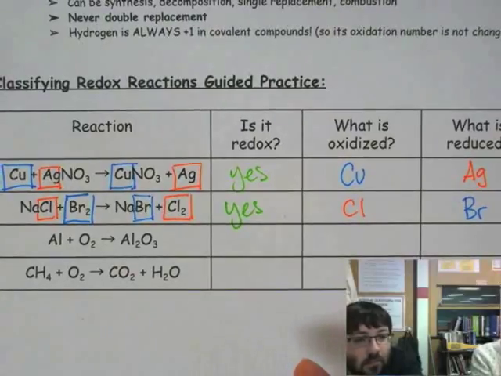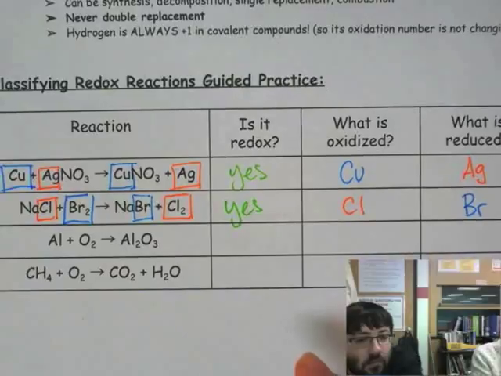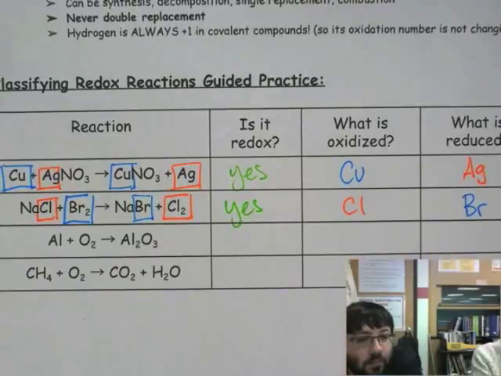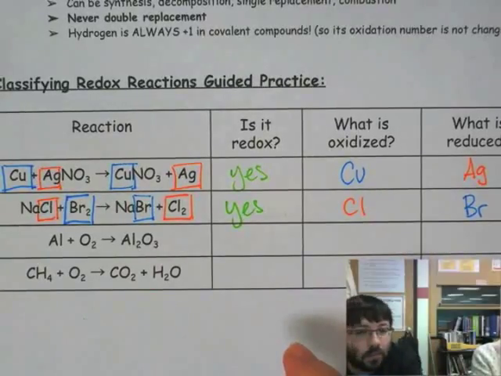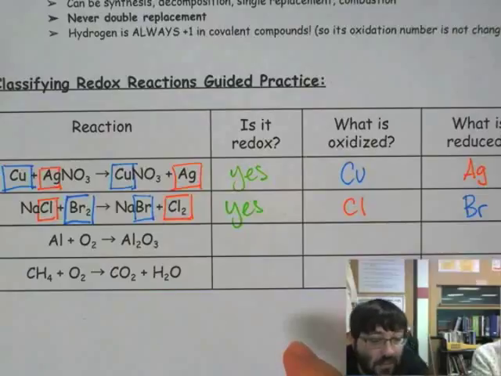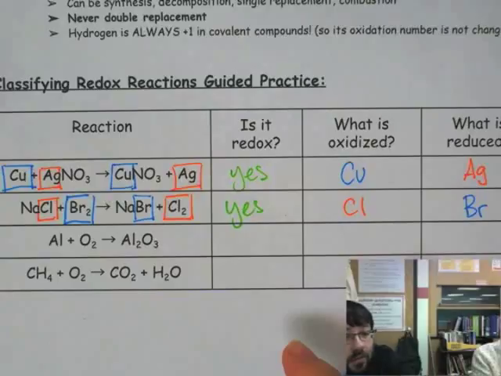How are we going to figure out which one is being oxidized and which one's being reduced, or if that's even happening? Well, even though they're by themselves, we can still go by the rules above, because the metal on its own at the beginning is then in a compound. Oh, you're right.